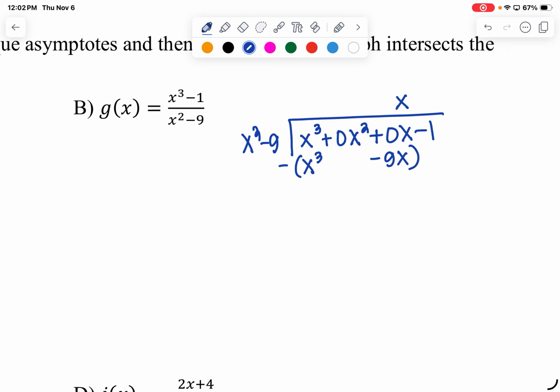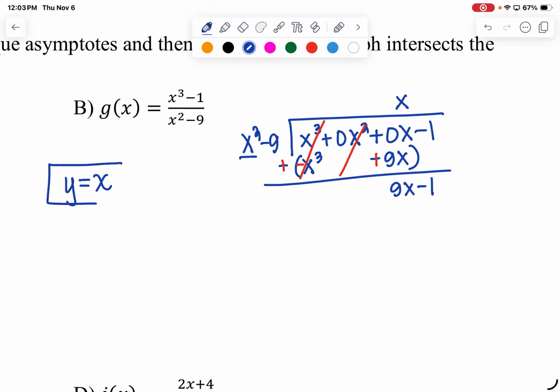I'm going to subtract this off of that polynomial, add the opposite. This is gone. I have no x squareds. So I have 9x minus 1, and that is my remainder, right? Because I can't say what do I multiply x squared by to get a 9x. So my asymptote is the line y equals x, or 1x plus 0.